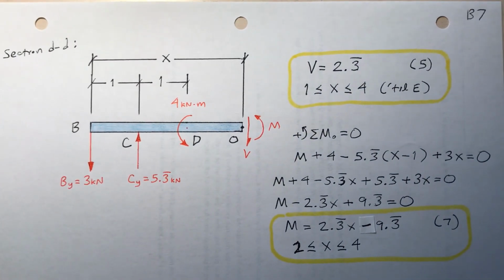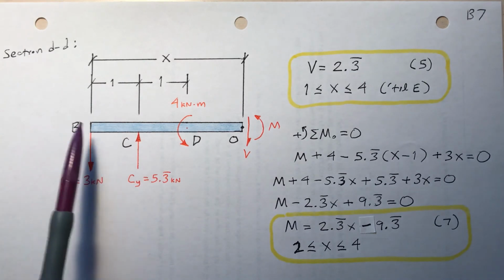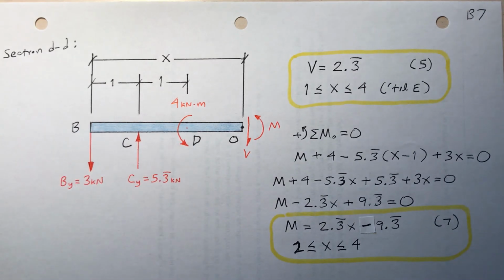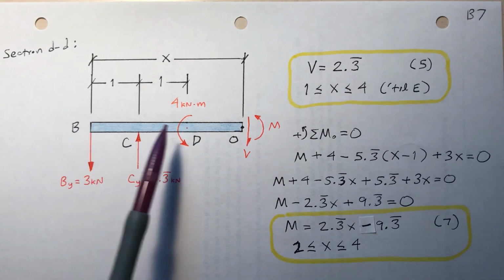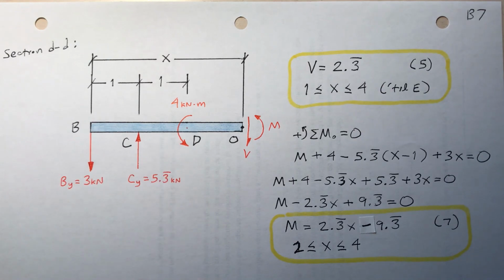Okay, so notice that at point D, X is 2, because I'm 2 feet, or 2 meters, I think this was in meters, 2 meters to the right of B. So this is the equation for internal moment, given that X is between 2 and 4. Okay, so something I notice here, if I substitute X is equal to 4, what number do I get?